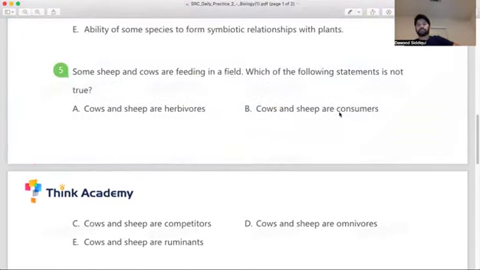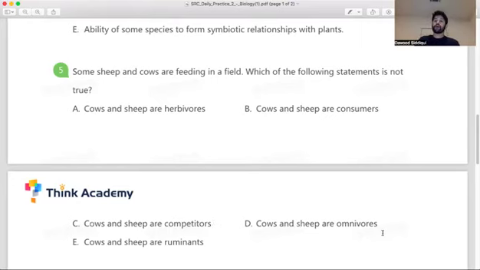What does it mean for something to be a consumer? That means you're going to be consuming or eating something, right? You're not making your own food by photosynthesis, but you're getting energy by eating something else. And so cows and sheep are in fact consumers. That is true. C, they are competitors. If you imagine cows and sheep were in a given plot of land, they would both be competing with each other for food, for eating the grass, for example. So that's a possibility. They could both be competitors.